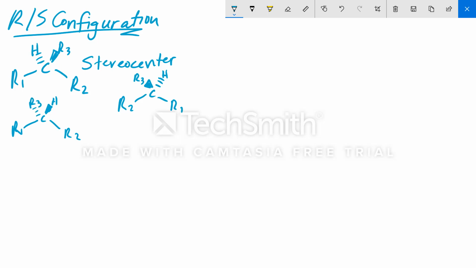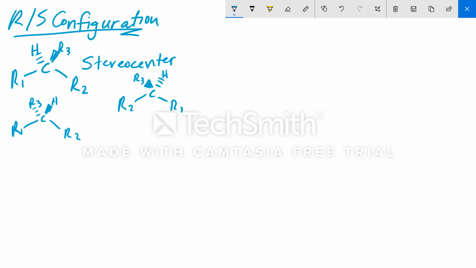When I flip it over, now the third R group is going into the page and the H is coming out of it. Let's see if these are the same molecule. If I put this central carbon, our stereocenter, on top of this central carbon, these 2 molecules will not match up. The R1 will match up, the R2 will match up, but the H is on top of the R3 and the R3 is on top of the H.